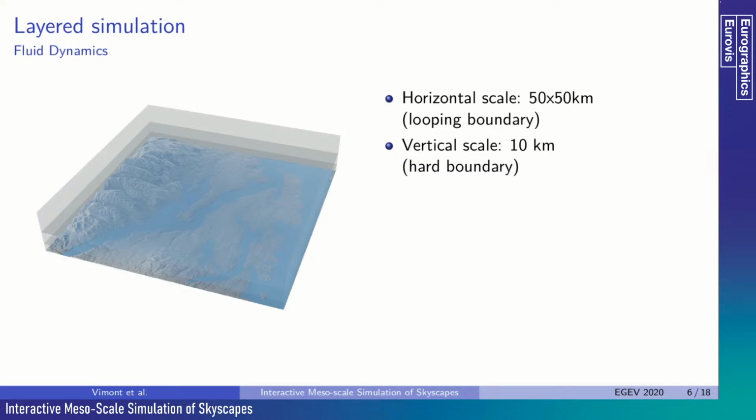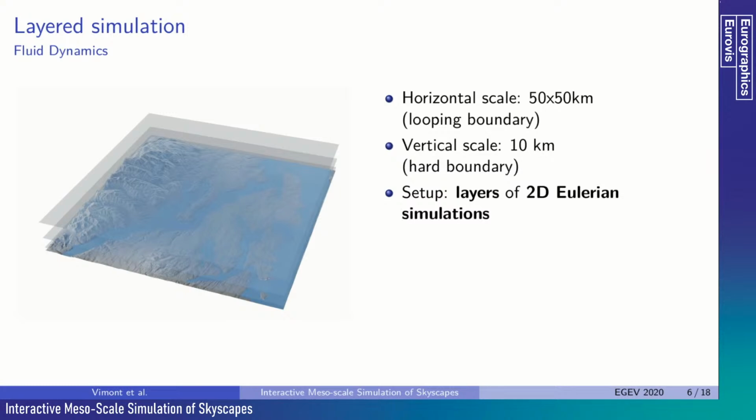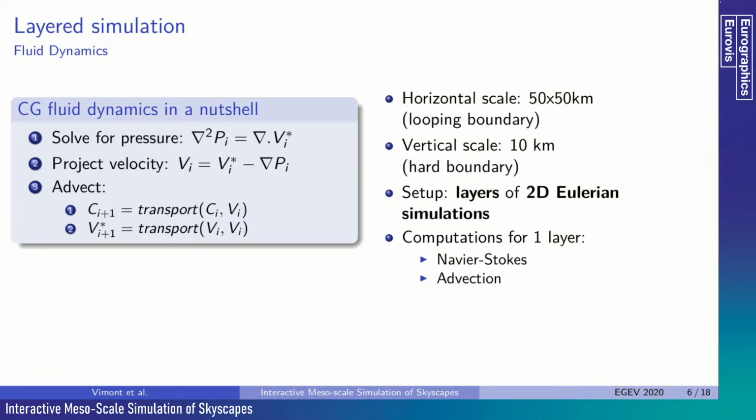We populate this domain with horizontal, fixed layers, each containing a 2D Eulerian simulation of a fluid. So let us now review how those simulations work. Each layer contains a velocity field discretized in a 512x512 grid, which makes for about 100 meter cells. And these fields might be divergent.